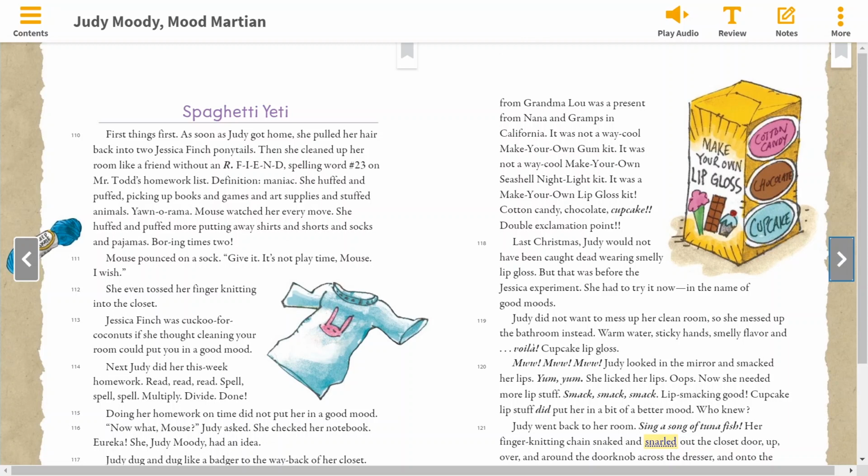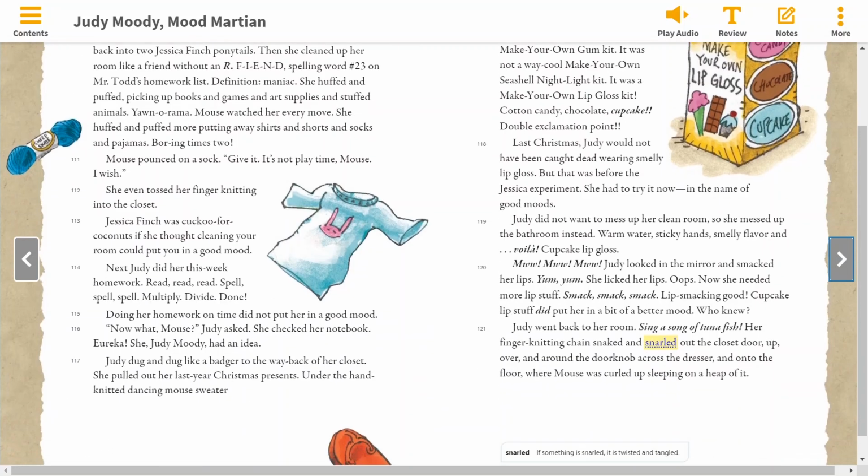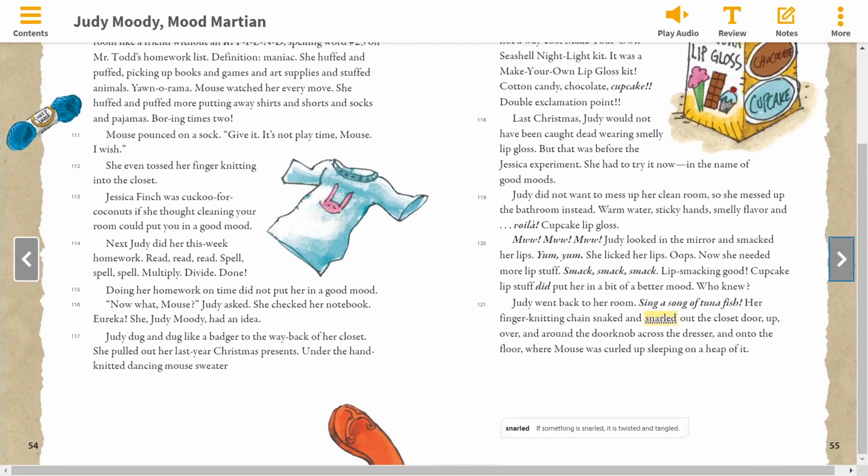From Grandma Lou was a present from Nana and Gramps in California. It was not a way cool make-your-own gum kit. It was not a way cool make-your-own seashell nightlight kit. It was a make-your-own lip gloss kit. Cotton candy, chocolate, cupcake. Double exclamation point. Last Christmas, Judy would not have been caught dead wearing smelly lip gloss, but that was before the Jessica experiment. She had to try it now.